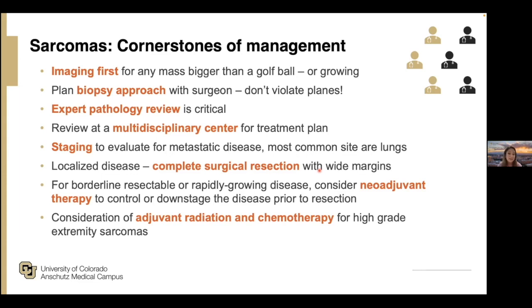The most common site for this is the lungs in sarcoma. For truly localized disease, complete surgical resection with wide margins is critical. For borderline resectable or disease that's growing quickly, sometimes our team will consider neoadjuvant treatment, or treatment before surgery, to control or downstage the disease before attempting a resection. And then finally, we consider radiation and chemotherapy for high-grade or aggressive extremity sarcomas.